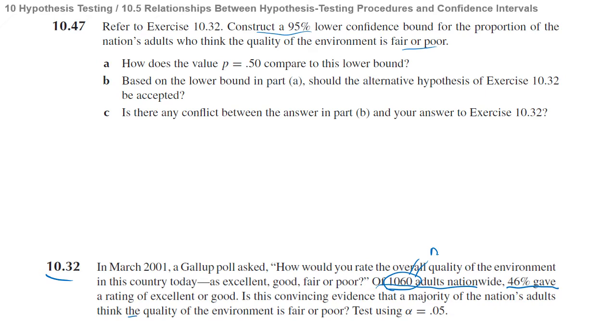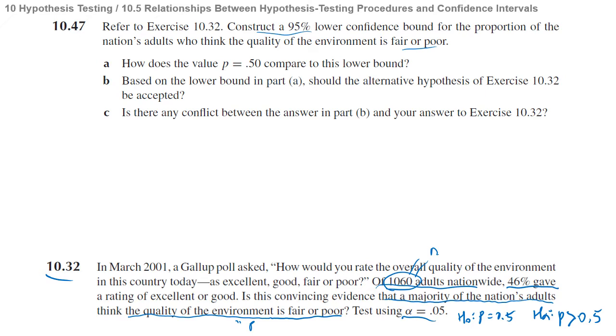The quality of the environment is fair or poor. The percentage of this, let's define it as P. Test using alpha equals 0.05. So our null hypothesis is P equals 0.5, and our alternative hypothesis is that the majority of the nation's adults think that the quality of the environment is fair or poor, the majority, which is P greater than 0.5. So this is our alternative hypothesis.